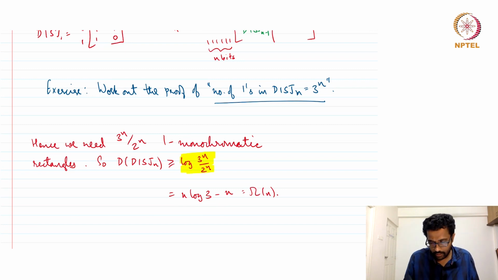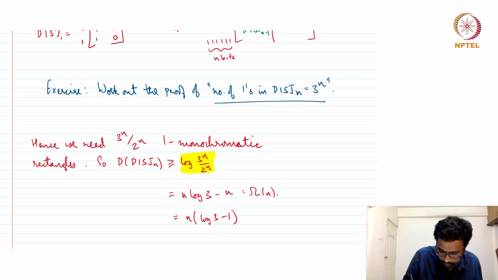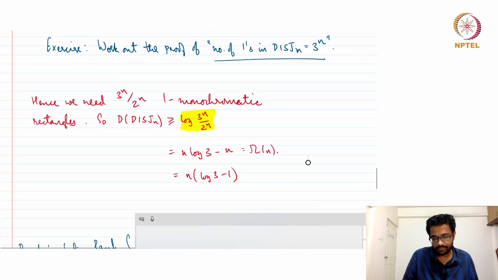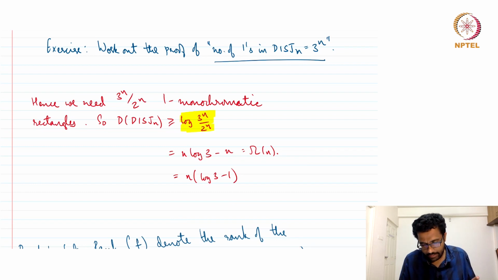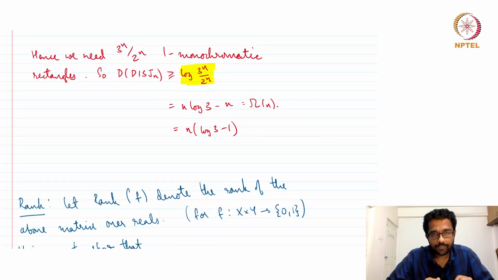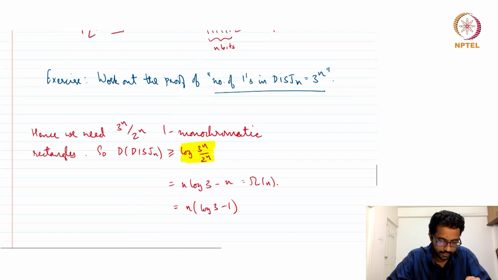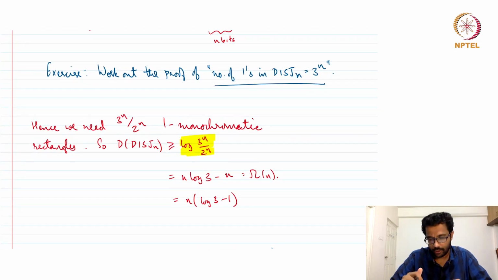If you just work it out, it is n log 3 minus n, because it is log of 3 power n minus log of 2 power n. But this is omega n, because it's n multiplied by a constant. So this is simply n into log 3 minus 1. So it's omega n. This is not an exact bound, it's not saying it's at least n, but it's at least some constant times n, log 3 minus 1 times n. So this is another approach to finding a lower bound for the deterministic communication complexity.